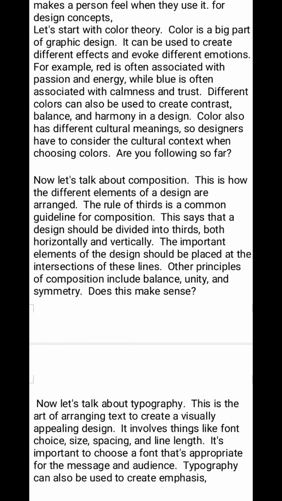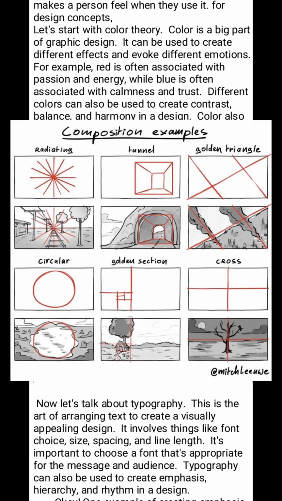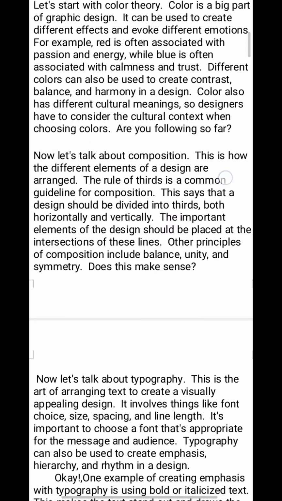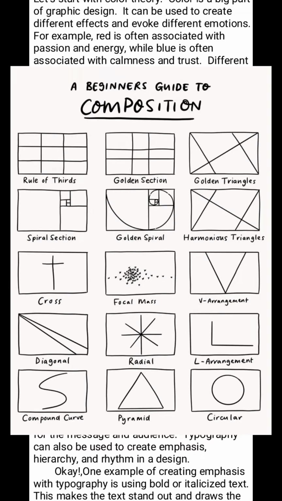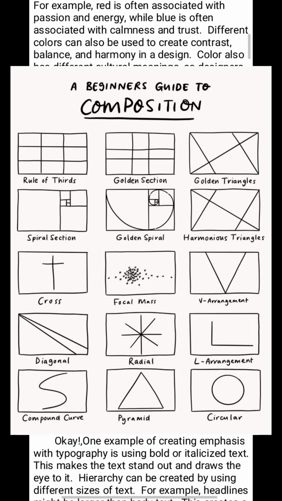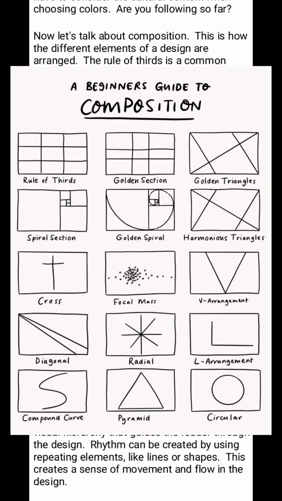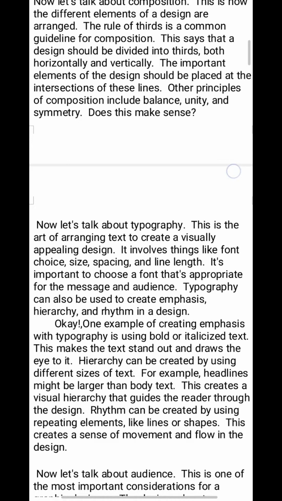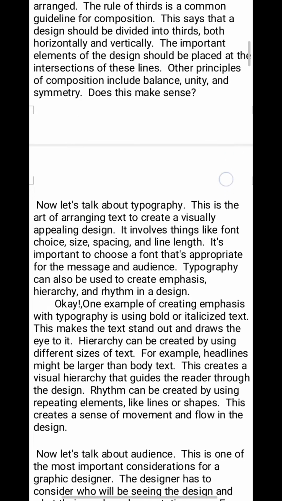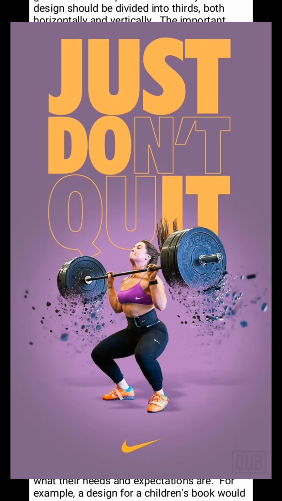Now let's talk about composition. This is how the different elements of a design are arranged. The rule of thirds is a common guideline for composition. This is that a design should be divided into thirds, both horizontally and vertically. The important element of the design should be placed at the intersection of these lines. Other principles of composition include balance, unity, and symmetry. Does this make sense?